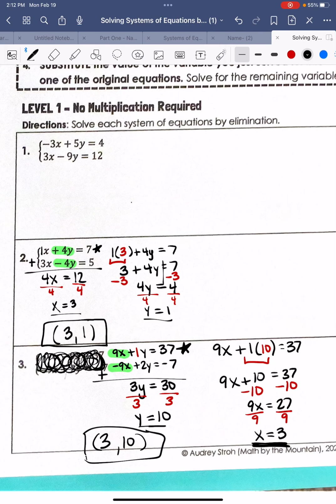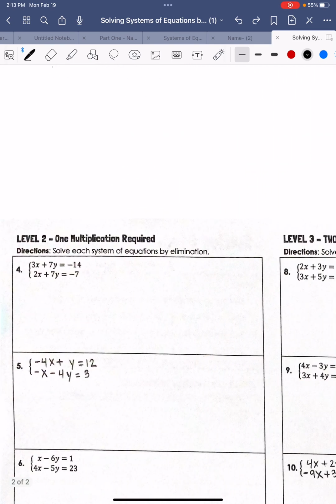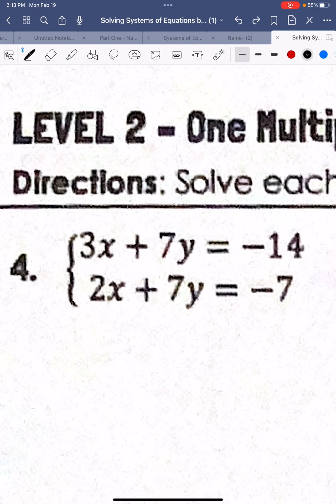As you can see in the notes, this is a level 1 question, meaning no multiplication required. You just saw immediately the opposite signs, same number. If you look at the rest of the examples in this foldable, these notes, you don't have that case anymore. I mean, on number 4, you might be able to say, well, they have the same number, but they're not opposite signs. If you don't see opposite signs, same number, you are not ready to highlight.